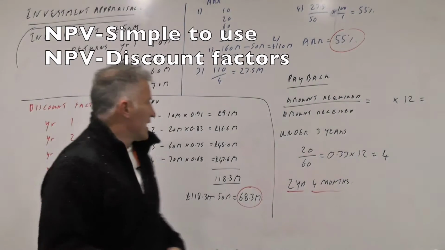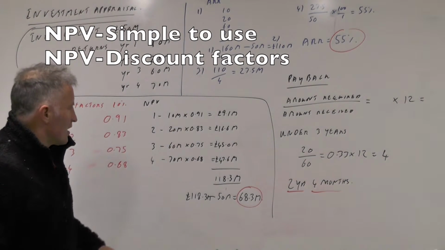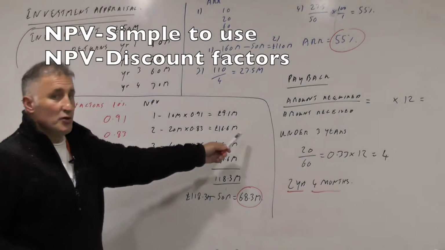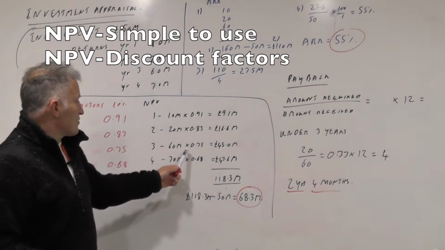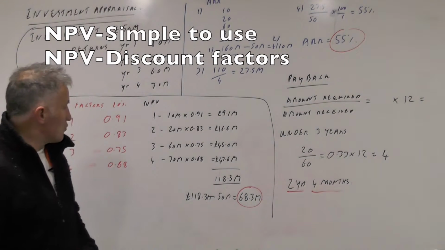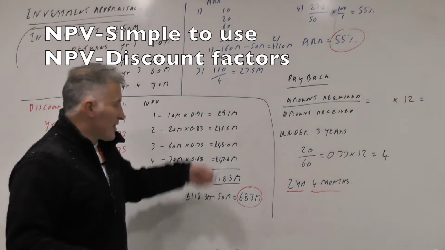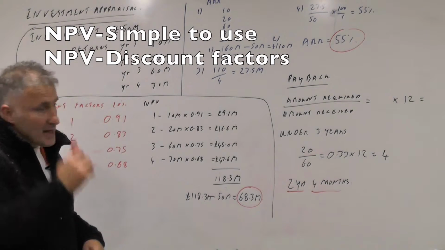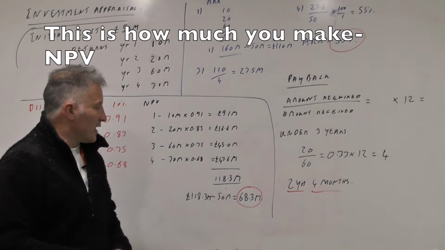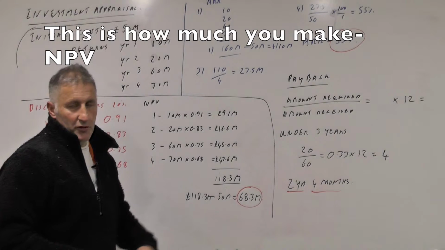Okay, so in year one we get 10 million, multiply that by the discount factor, 9.1, 20 million times 0.83, 16.6 million. 60 million times 0.75 is equal to 45 million, and 70 million times 0.68 is equal to 47.6 million. Add them all up together, don't make a mistake. 118.3 million minus 50 million is equal to 68.3 million.